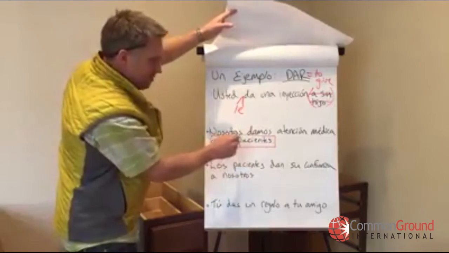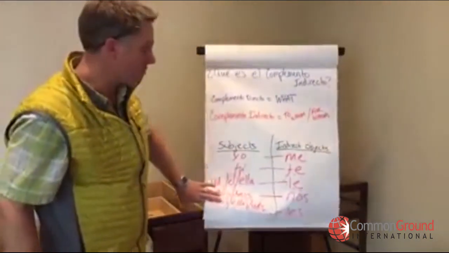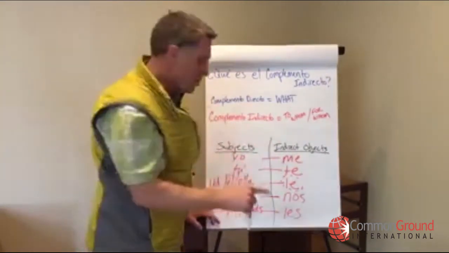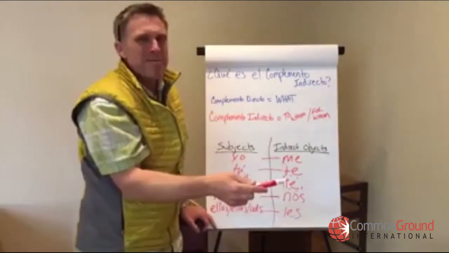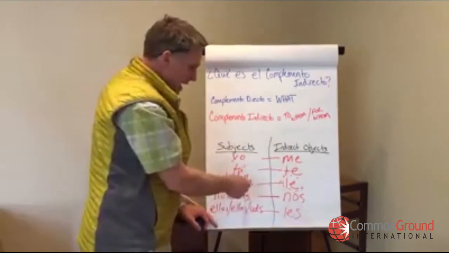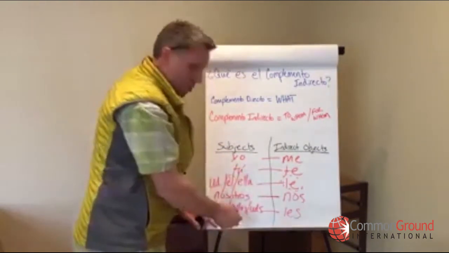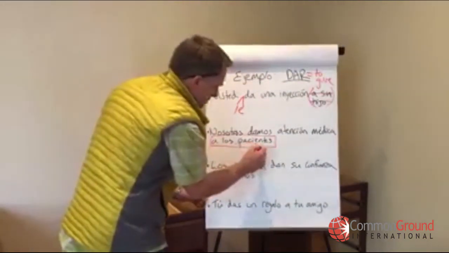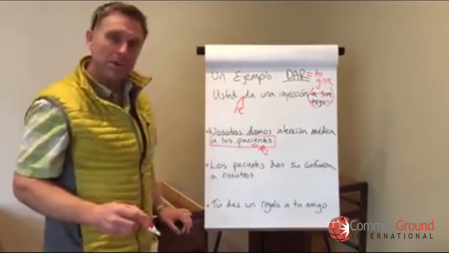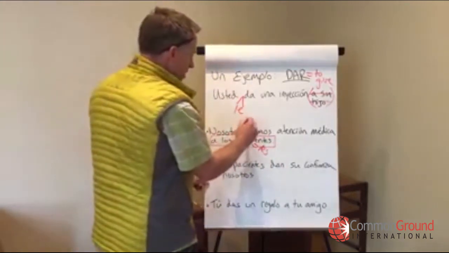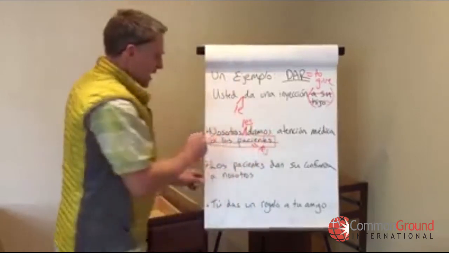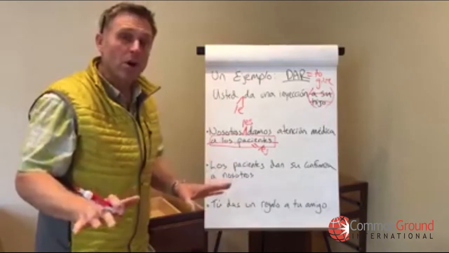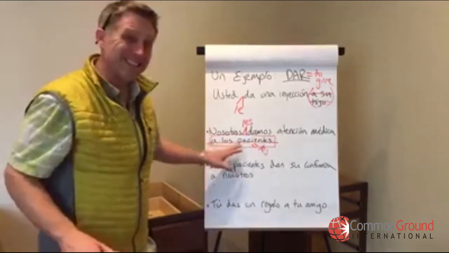That's the indirect object, but what's the proper pronoun to substitute for it? Me? Nope. Te? Nope, it's not you. Le? Kind of maybe, but it's plural. So it's not él or ella. It's actually ellos or ellas because it's a los pacientes. So this becomes les, and where are we going to put it? We're going to stick it right here. Nosotros les damos atención médica. It could stop like that if we already know that we're talking about los pacientes.